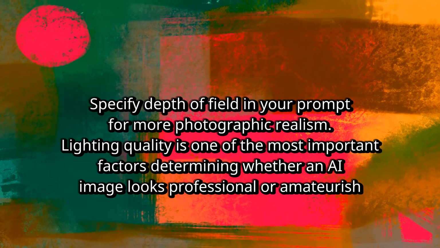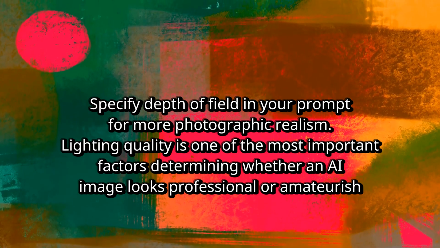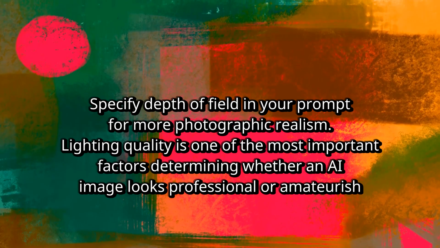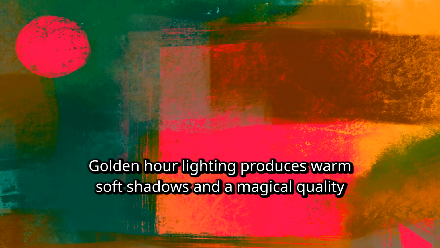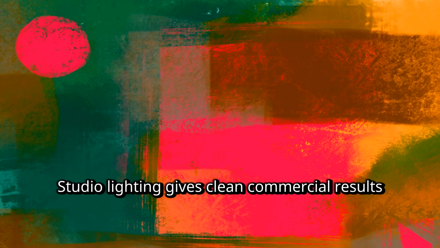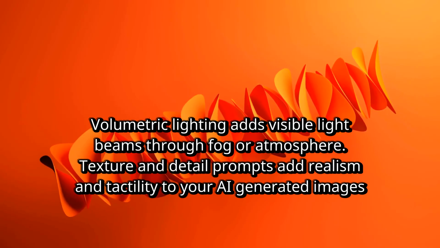Lighting quality is one of the most important factors determining whether an AI image looks professional or amateurish. Golden hour lighting produces warm, soft shadows and a magical quality. Studio lighting gives clean commercial results. Cinematic lighting creates dramatic shadows and highlights. Volumetric lighting adds visible light beams through fog or atmosphere.